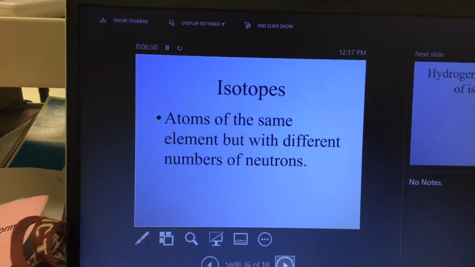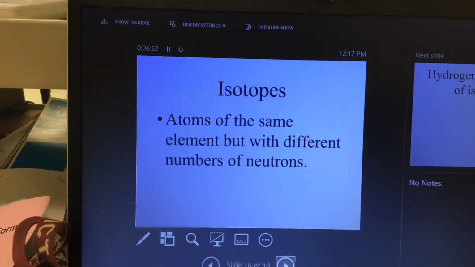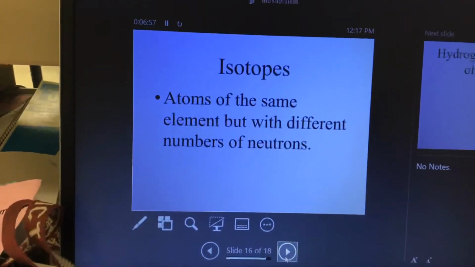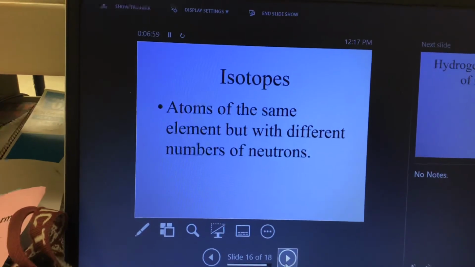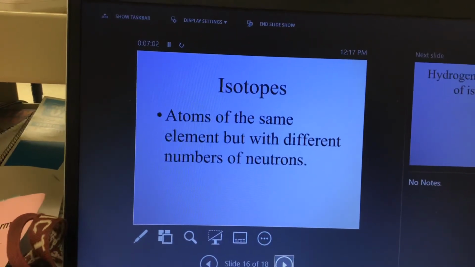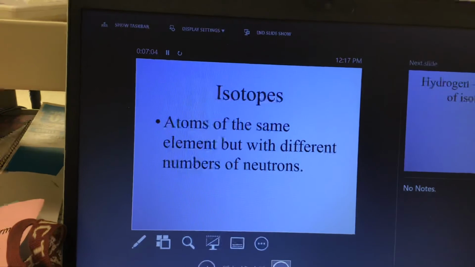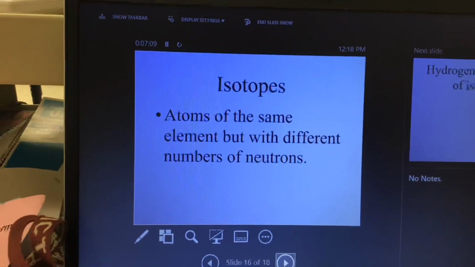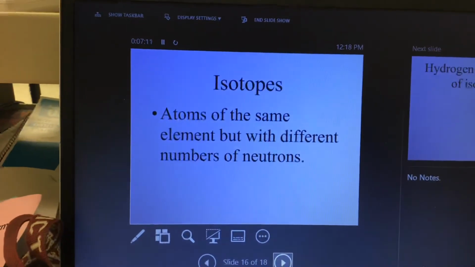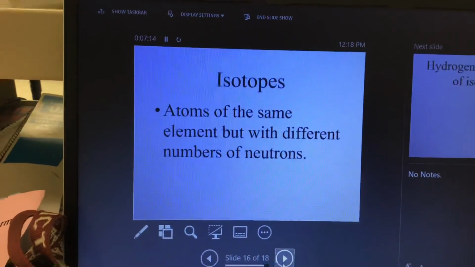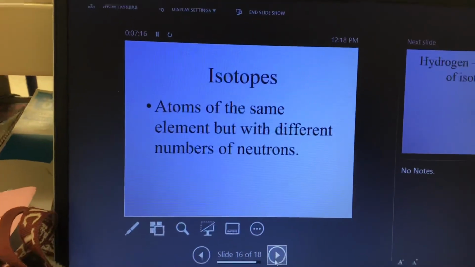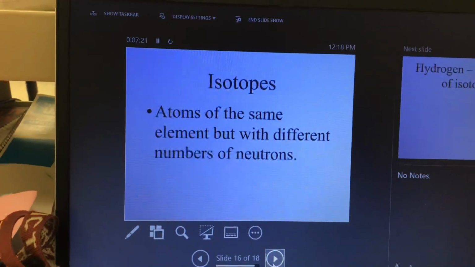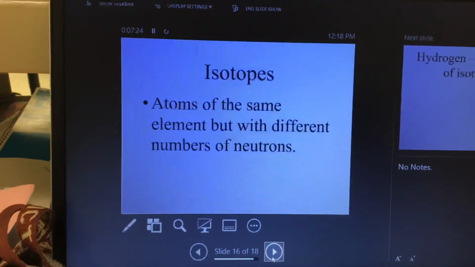Isotope. Take a moment, write this down. Atoms of the same element, but with different numbers of neutrons. So let's use hydrogen again as an example. Hydrogen always has 1 proton. Most of the time it has 0 neutrons, so its mass number would be 1. Okay, protons plus neutrons equals mass number, so it'd be 1.